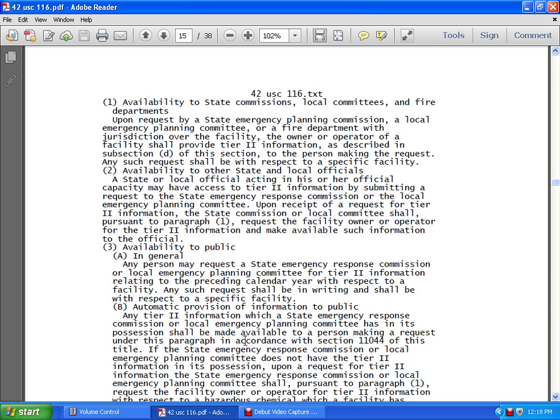Two, the availability to other state and local officials. A state or local official acting in his or her official capacity may have access to the Tier 2 information by submitting a request to the state emergency response commission or local emergency planning committee. Upon receipt of a request for Tier 2 information, the state commission and local committee shall, pursuant to paragraph 1, request the facility owner or operator to provide the Tier 2 information, and make such information available to the official.